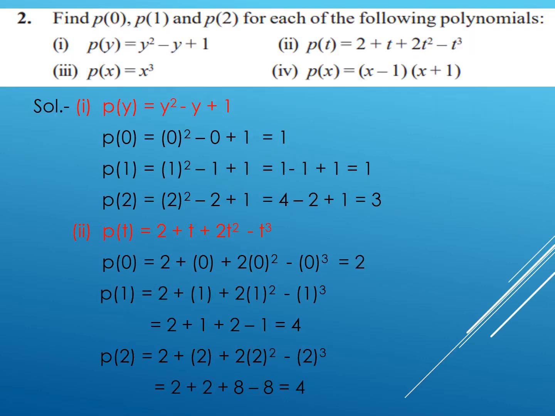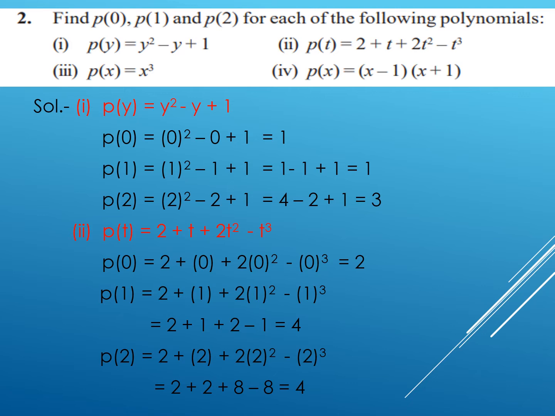Now question number 2, find p(0), p(1) and p(2) for each of the following polynomials. Now in this question, for each part, we have to put three different values 0, 1 and 2 of the variable and then solve it. Let's take the first part.